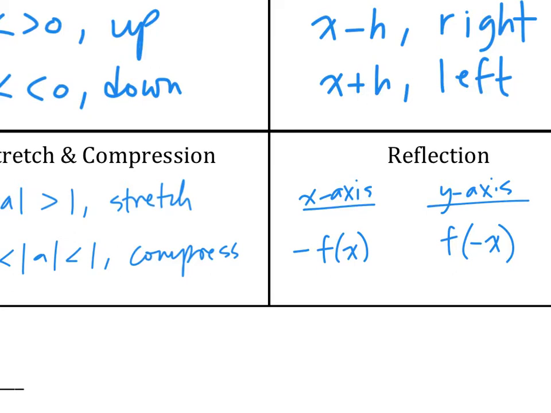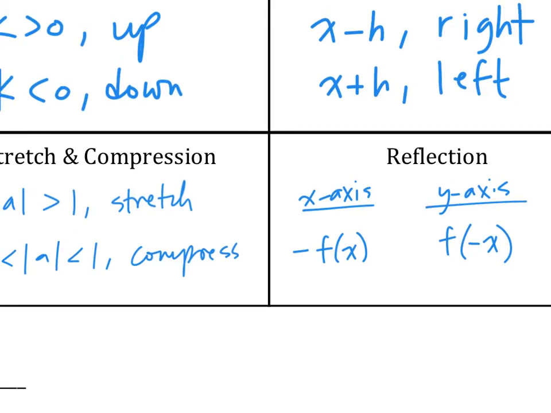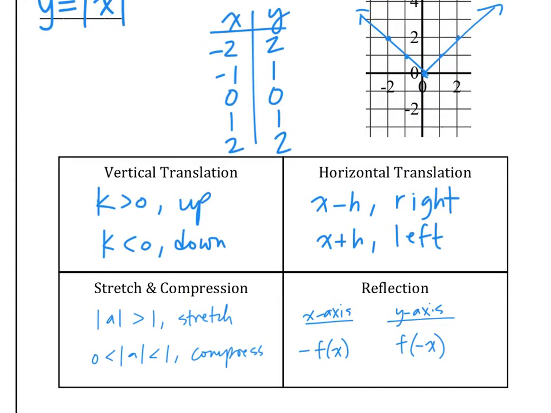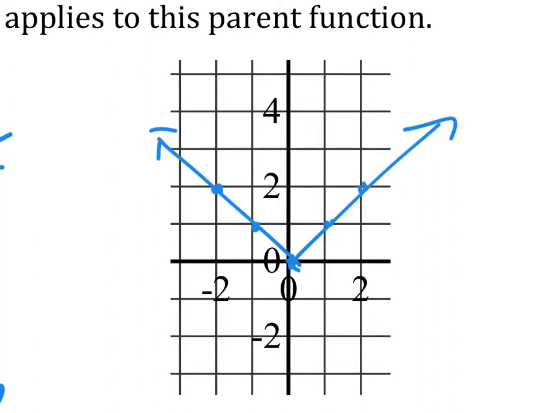Okay, let's talk about our absolute value graph a little bit. You can see that the absolute value graph is a V, and every V has a lowest point or a highest point, basically a tip. That tip of the function, we call the vertex. And through that vertex is going to be a line where if you fold the function across that line, it will be exactly the same. That line is called the line of symmetry.